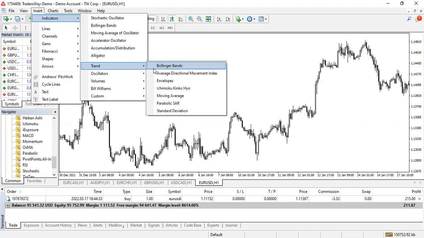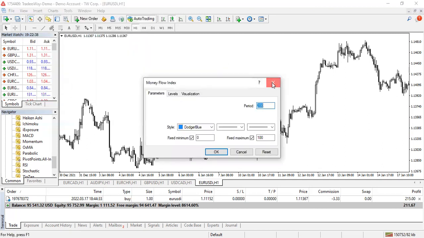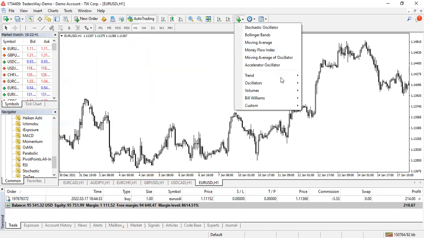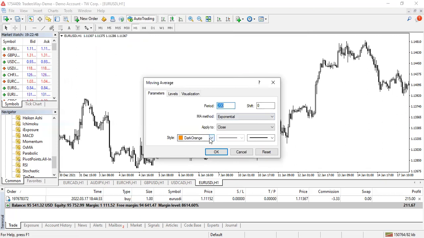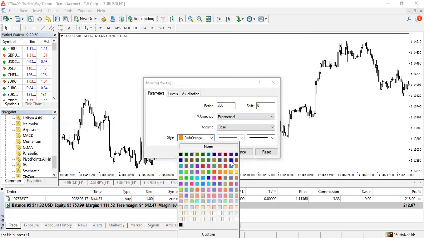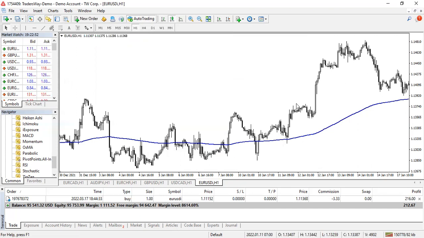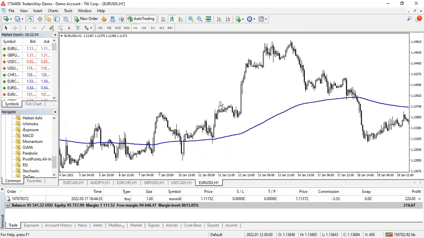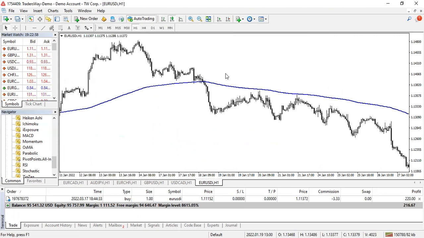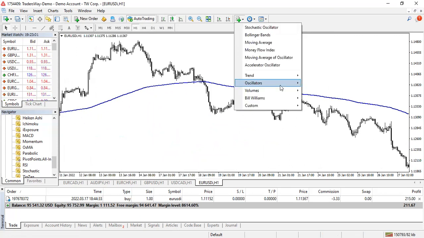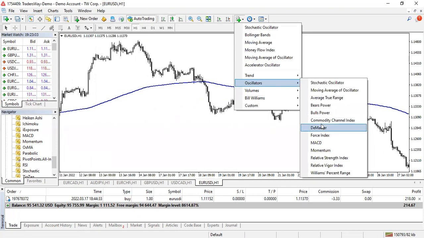Indicators, trend. So I want to use the 200 moving average. Let me use it. We all know how to select indicators, right? So let's assume I want to use the 200 moving average. And let me just select any oscillator here. Let me use the stochastic oscillator.